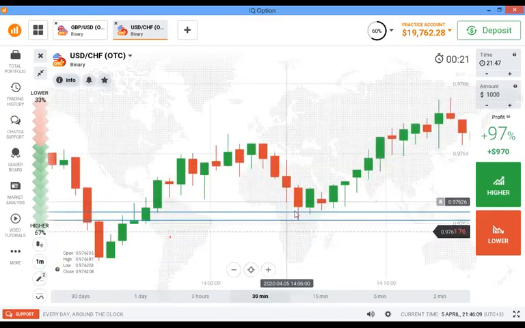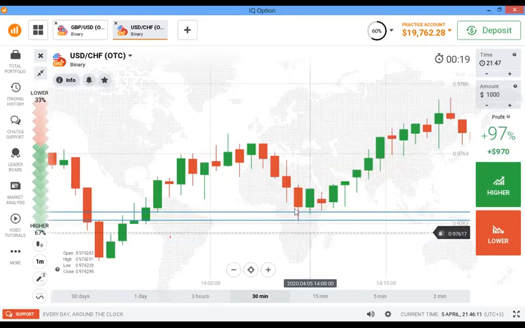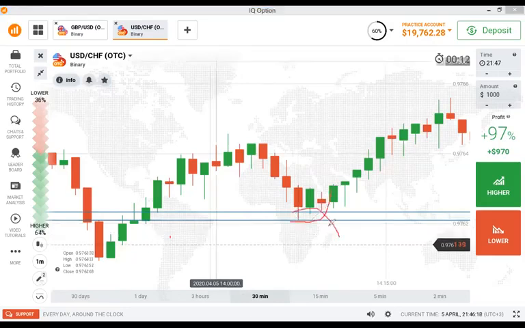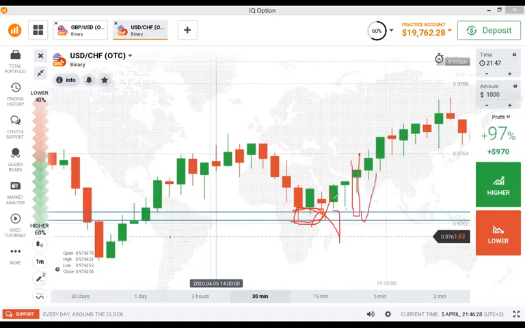If sellers come to this level, buyers should enter. So here, sellers entered. Here, buyers entered. Buyers entered, sellers entered. So this whole area is a reversal area. If buyers come to this level, sellers enter. If sellers come to this level, buyers enter. So it's a reversal area.